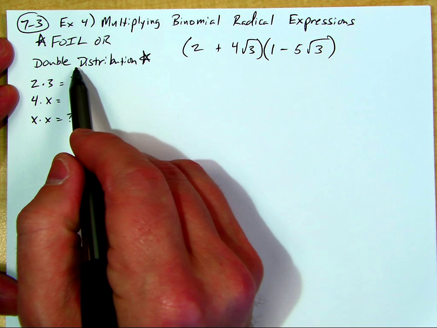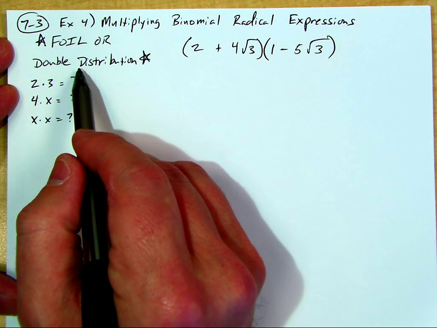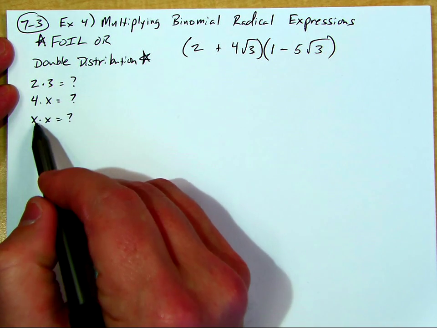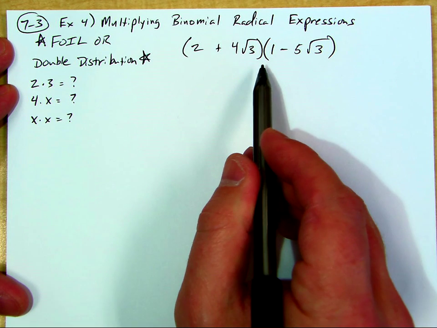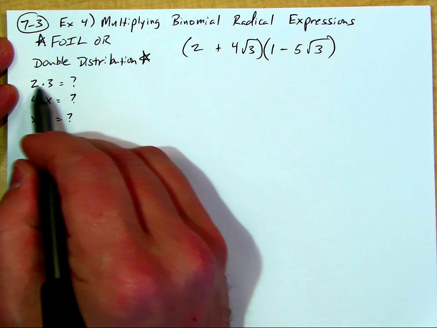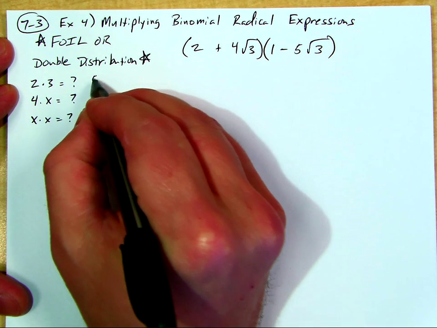Or we can look at that as kind of a double distribution thing, and I'll stop and show you that during the video. Now, before we get into this, I want to illustrate to you there's three different concepts going on in here when we're multiplying. First of all, numbers to numbers. Well, you just multiply it out. 2 times 3 is going to be 6.